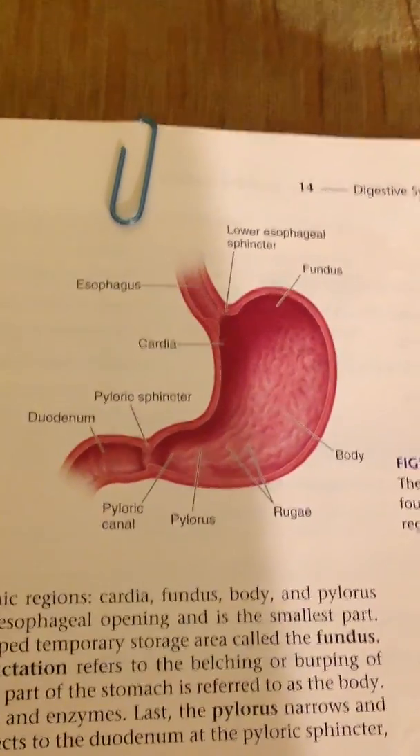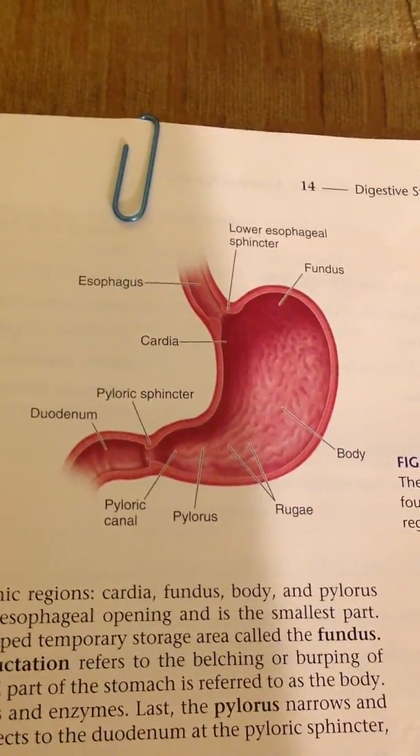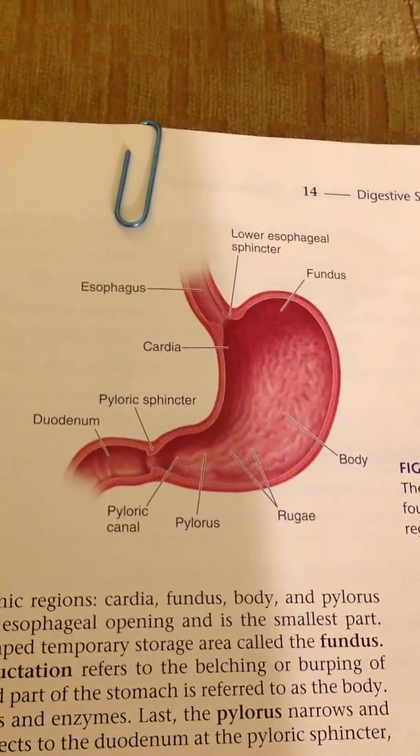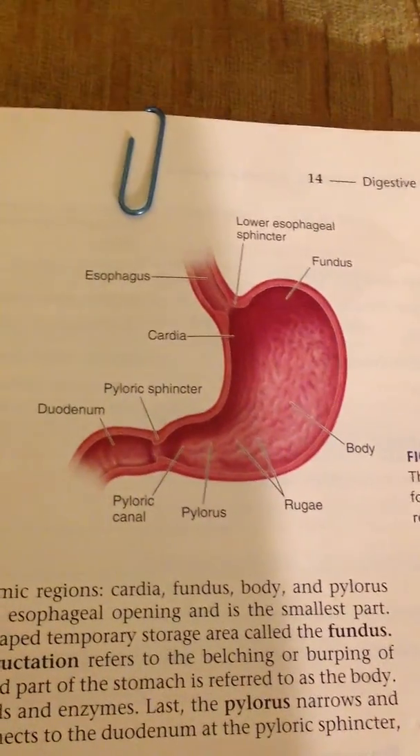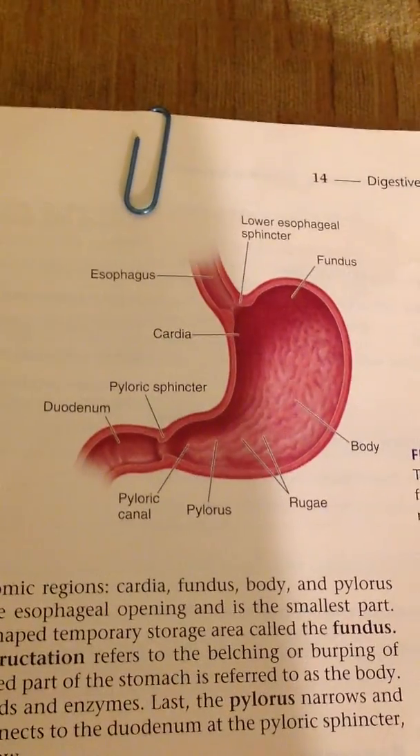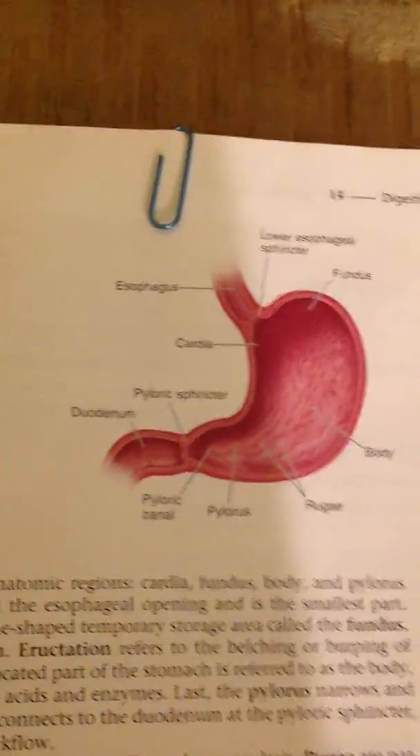The pyloric sphincter is the circular muscle enclosing the pylorus between the stomach and the small intestine. The duodenum is the first part of the small intestine, beginning at the pylorus.